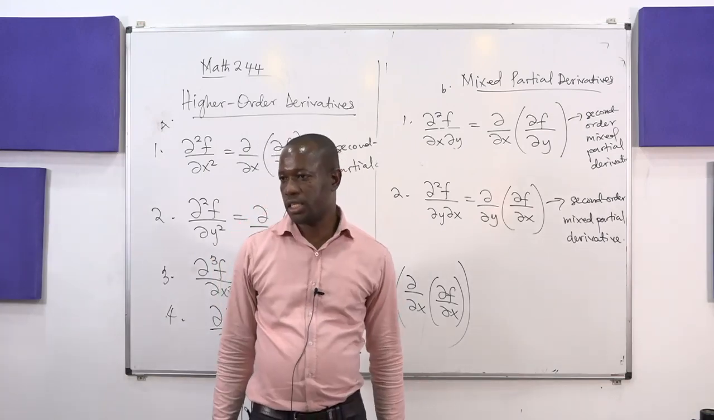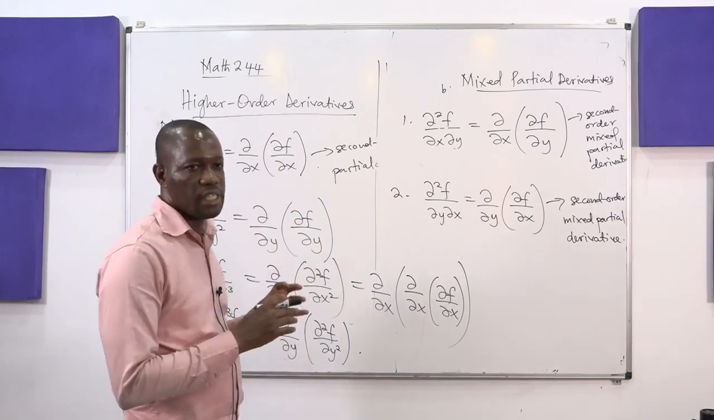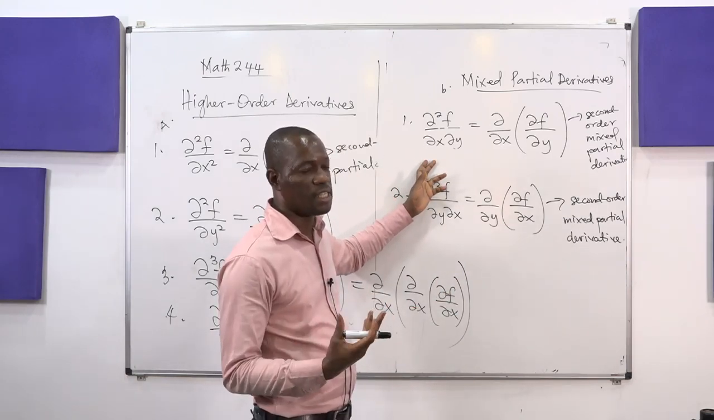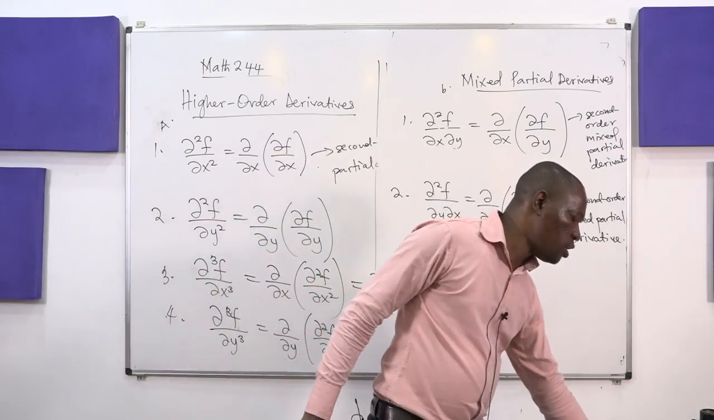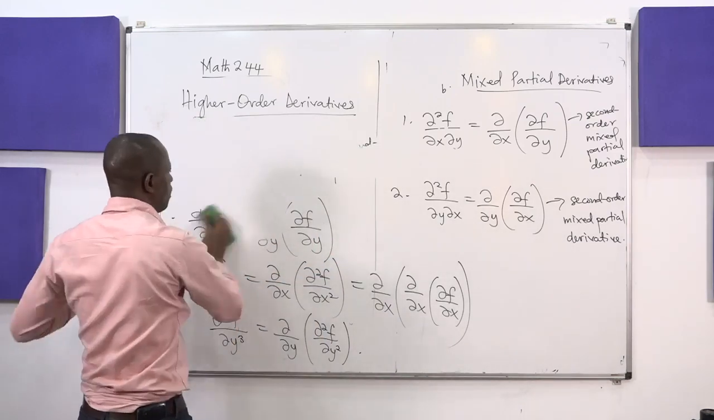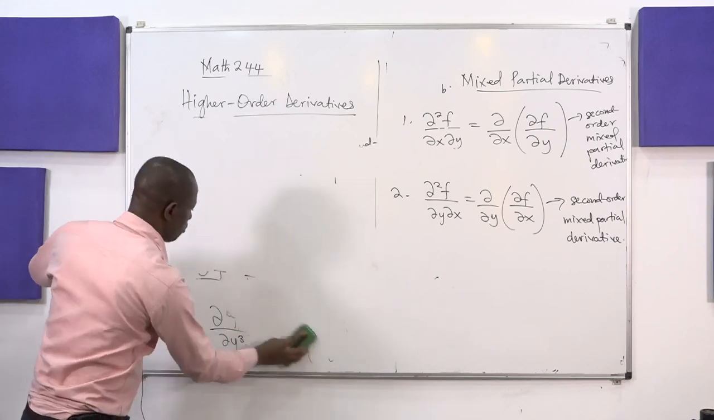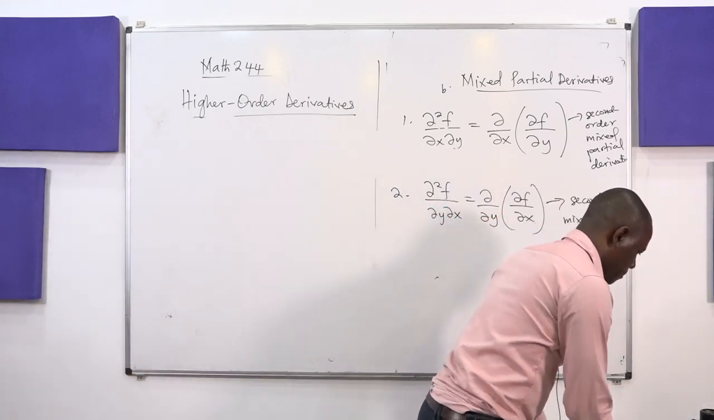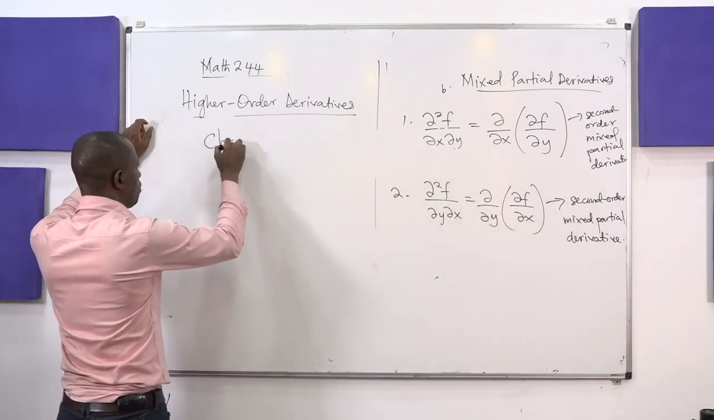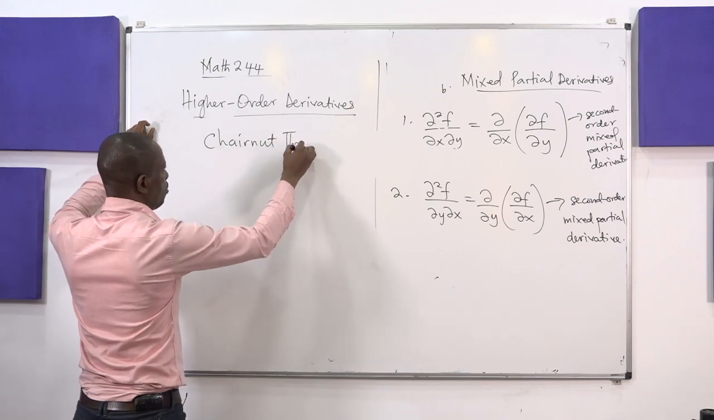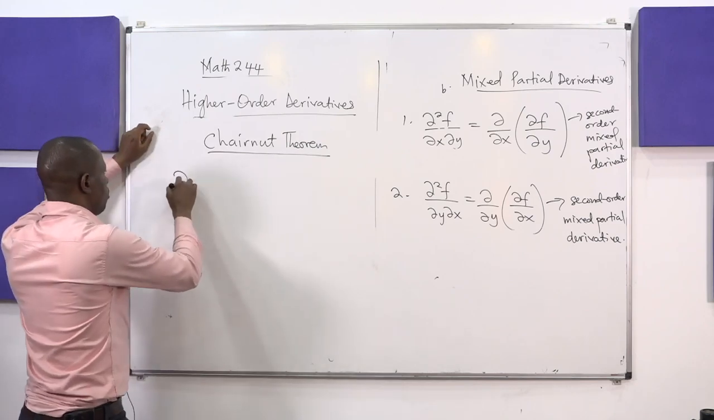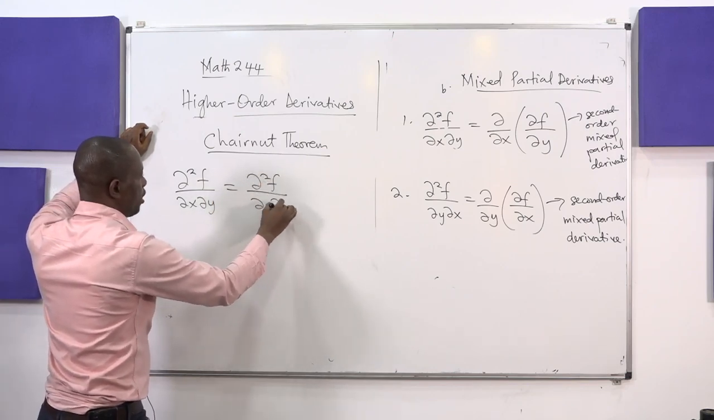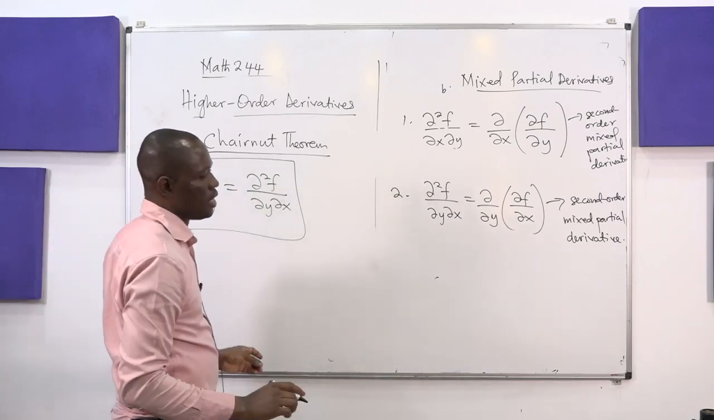And there is a theorem, Clairaut's theorem. Clairaut is saying that the mixed partial derivatives are the same. You get it? That means that the order of the mixed partial derivative is immaterial. It's not important. So here, partial squared f with respect to x, y is the same as partial squared f with respect to y, x. The mixed partial derivatives are the same.